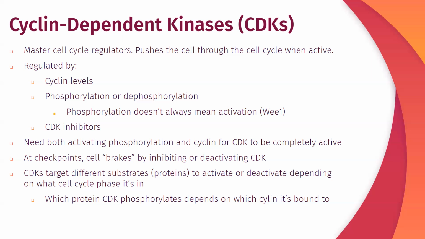And also CDK inhibitors, but you need activating phosphorylation and cyclin for CDK to be fully active, and CDK will always function in a CDK-cyclin complex, right? Checkpoints exist in order for the cell to check for different things, but how they happen is there's a halt of CDK activity, which then doesn't allow for cell division processes to occur.